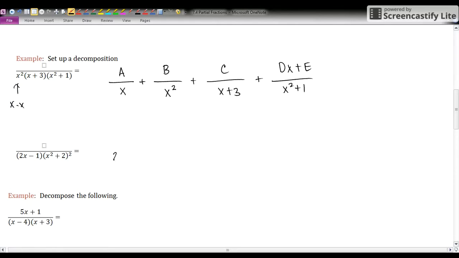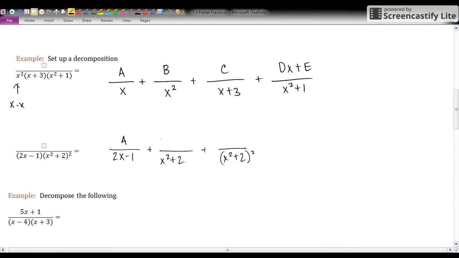So I will set up the second one. It looks like I have a 2x minus 1. That's a linear factor, so I'm going to give it just a variable. And then I am going to set up this next one. Notice it has a multiplicity of 2, so I'm going to need 2 fractions. They're both going to be x squared plus 2, but one of them is going to have the first power, and one's going to be to the second power.